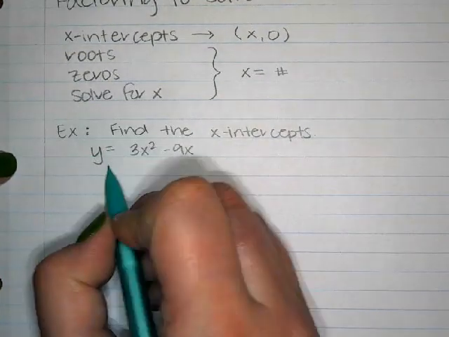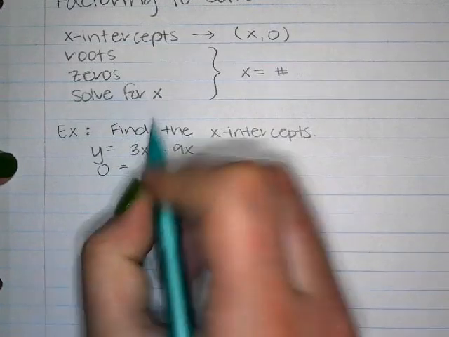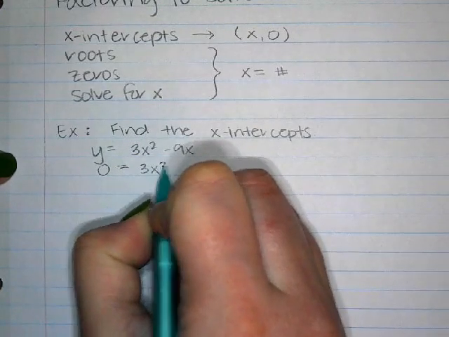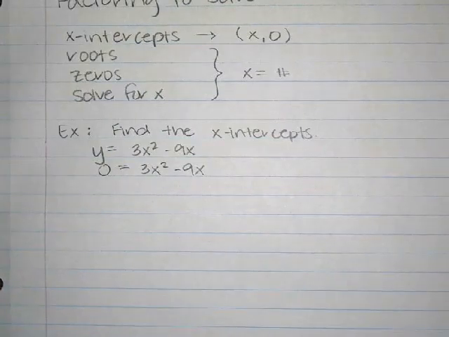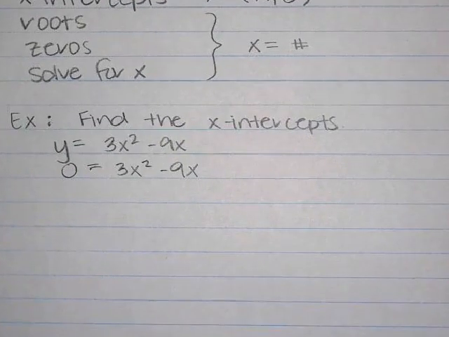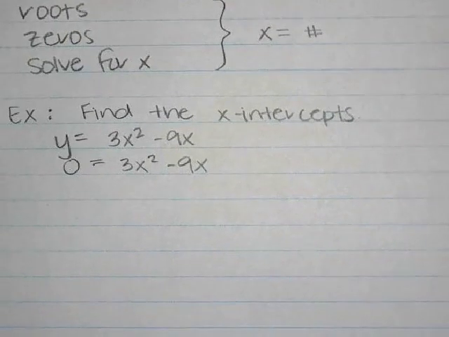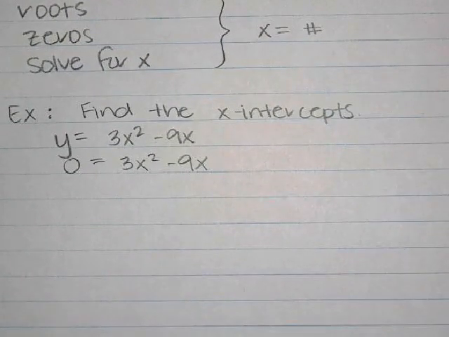So I'm going to take the y and replace it with a 0, and write 3x squared minus 9x. And if we think back to the last couple days of factoring, this is a binomial. It only has 2 terms. So when we think of binomials, we know that there's basically 3 different methods of factoring. It's only a GCF problem, it could be a difference of squares problem, or it could be a sum or difference of cubes problem. So if you look at this problem, can you tell which it is?